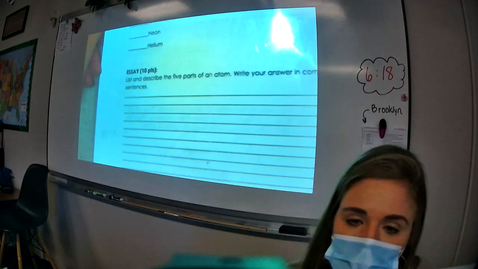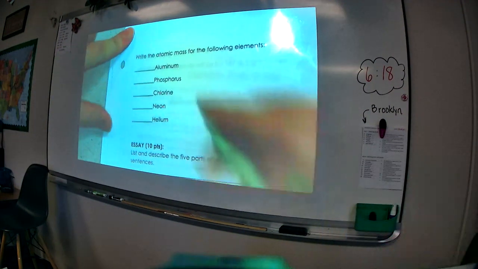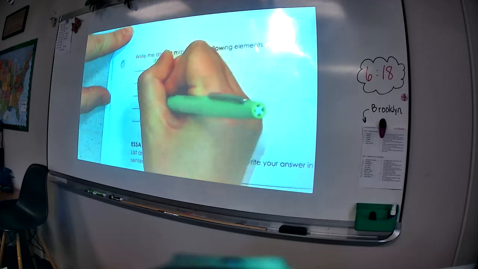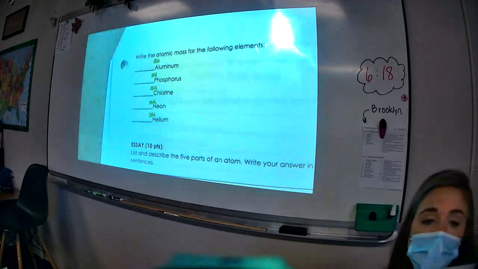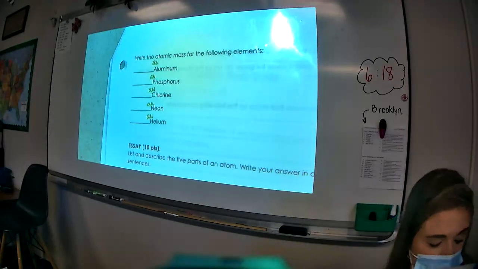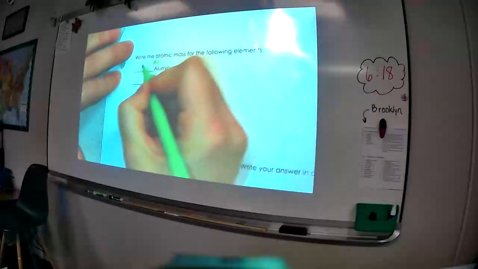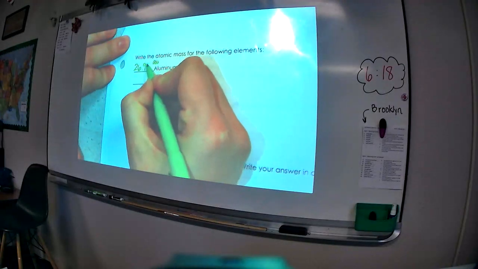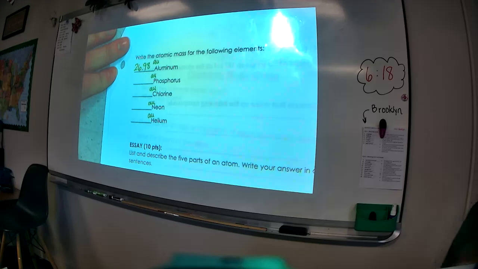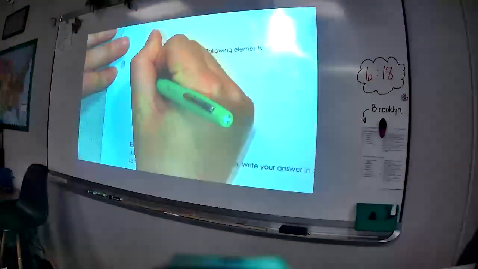Atomic mass. We know that all the units are going to be AU, so I'm going to just go ahead and fill those in. Aluminum. What's atomic mass for aluminum? Parker? 26.98. Good. Phosphorus. Ethan H? 30.97. Question?